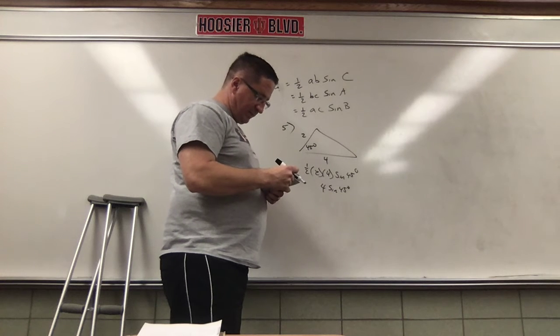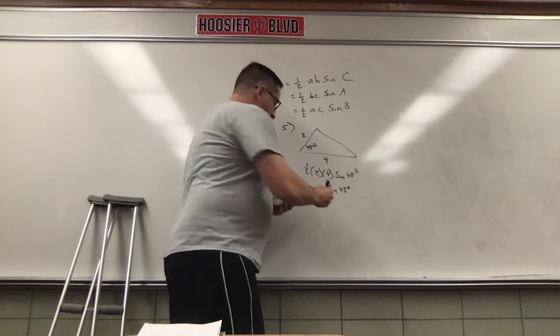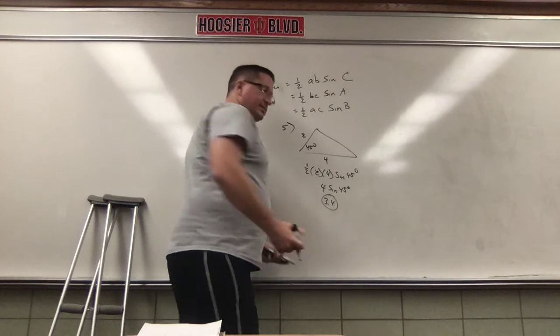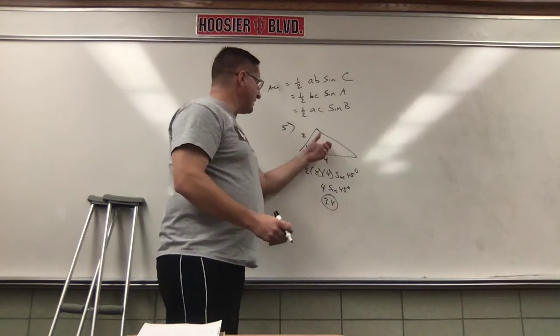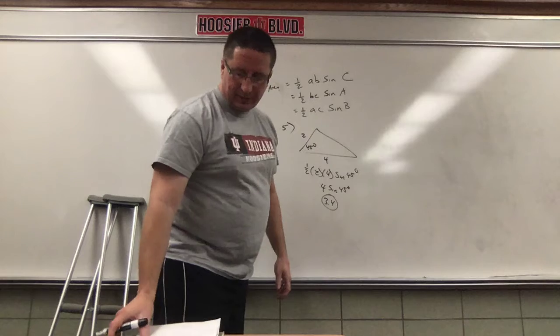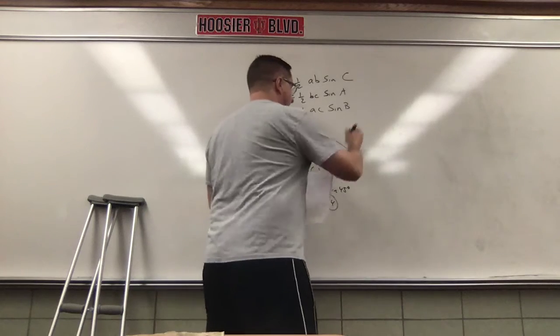4 sine 45. You get about 3.4. And it's done. They just want the area, how much space is inside it. That's all you've got to do. That's it, okay? Let's get number 7.